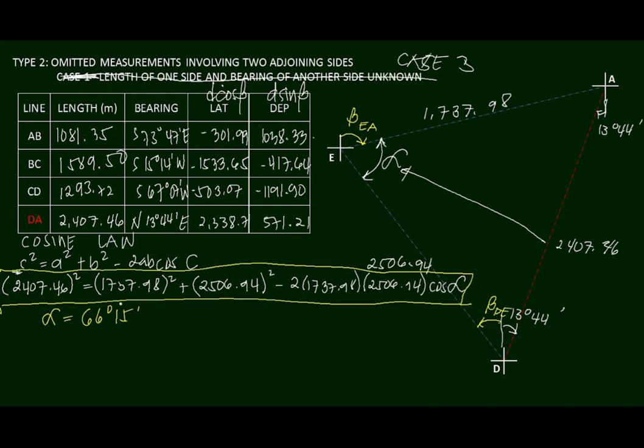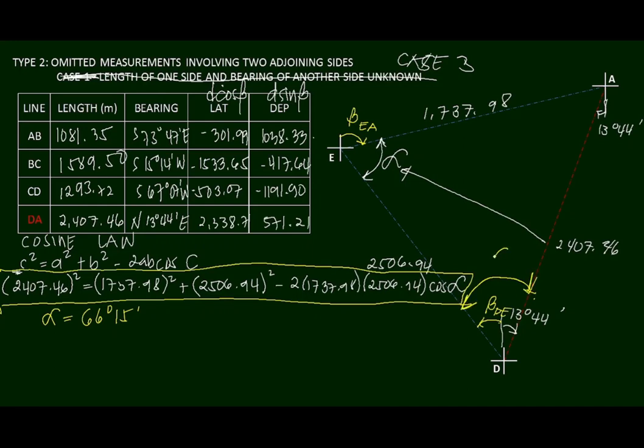Hinahanap ko dito is the bearing of EA and DE. But before I can solve the values of the bearing ng EA at bearing ng DE, I need to solve first the interior angles. Okay? So, na-solve na natin yung angle alpha. If you try to look in here, masosolve ko si bearing ni DE basta alam ko yung value nito, itong angle na to.